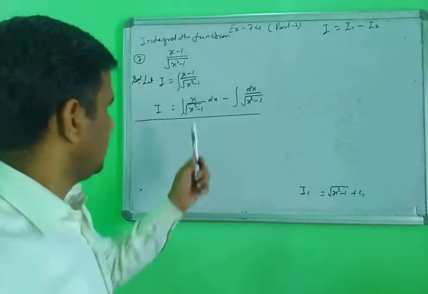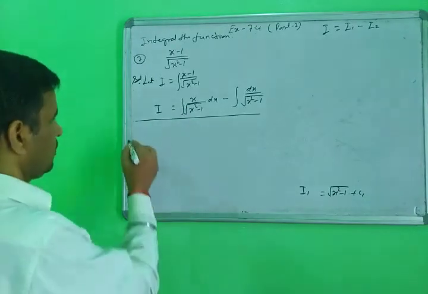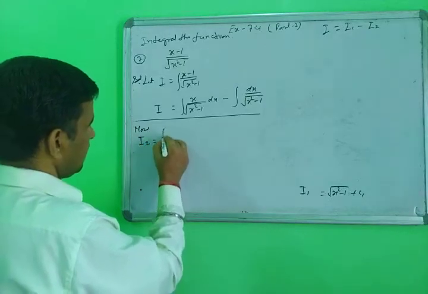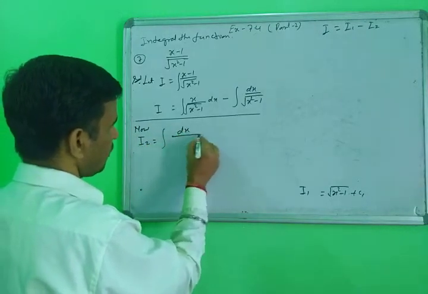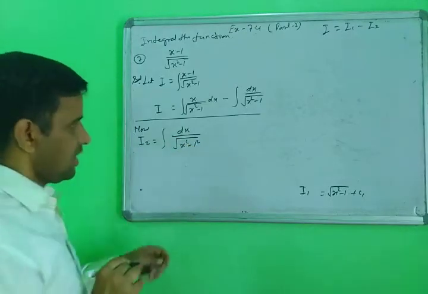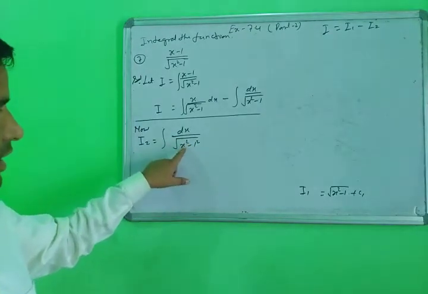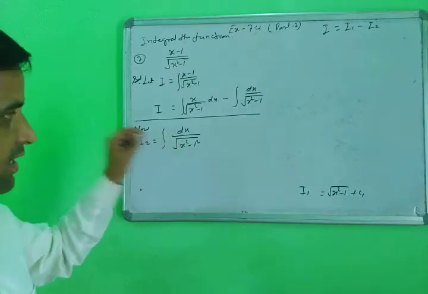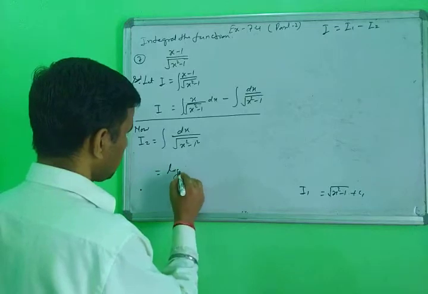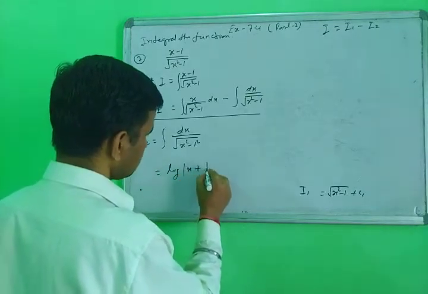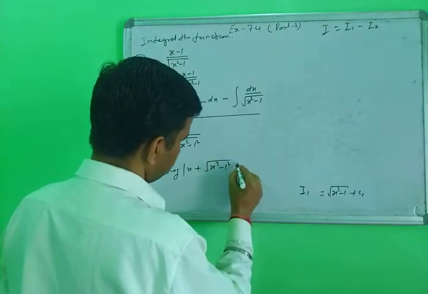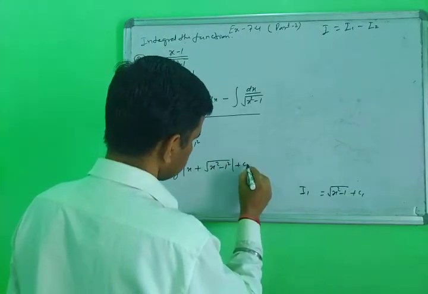Yes, student. Now the second part, I2. I am taking the integration of dx upon root x square minus 1 square. This is of the form x square minus a square, in square root form. So what is the value of this? It is log |x plus root x square minus 1| plus c2.